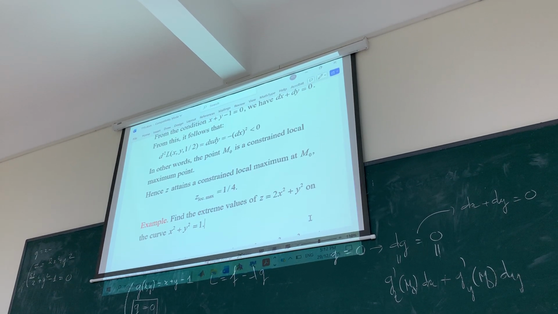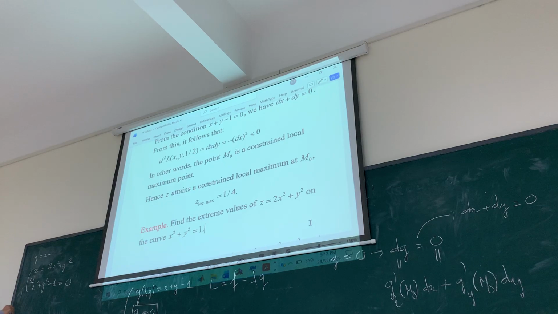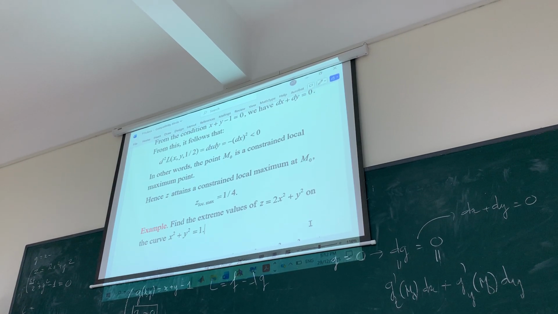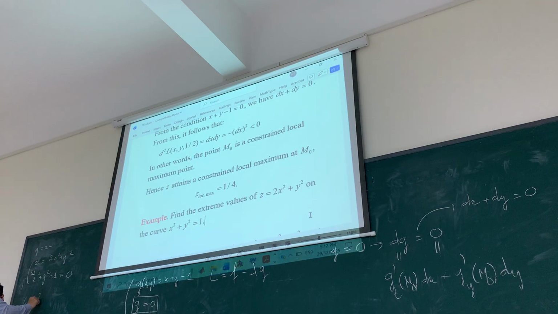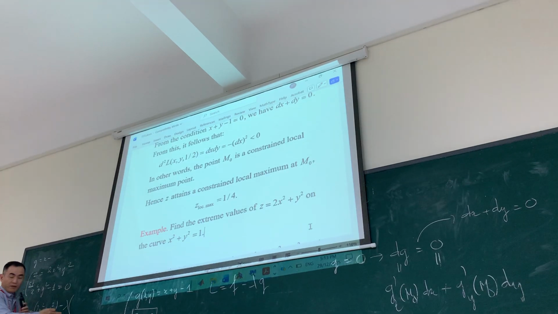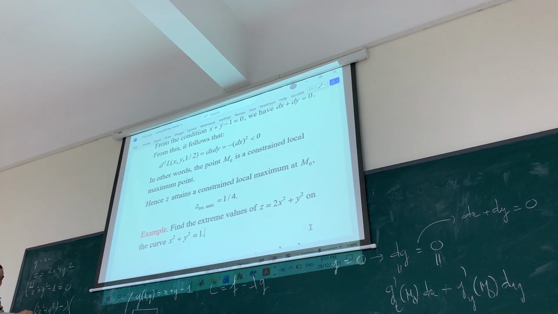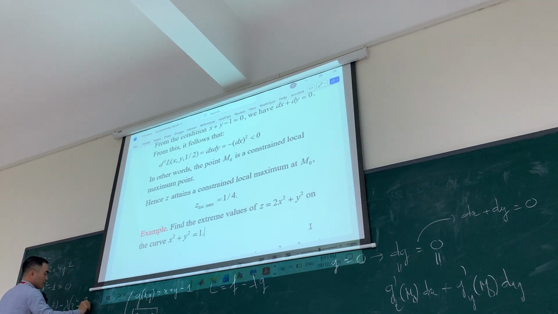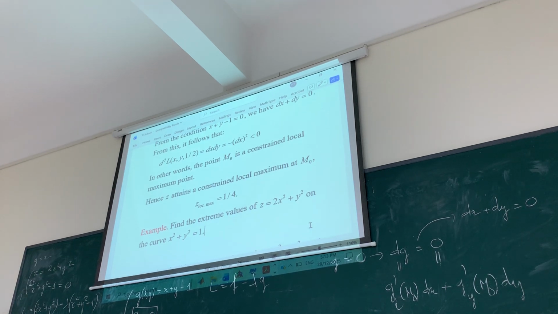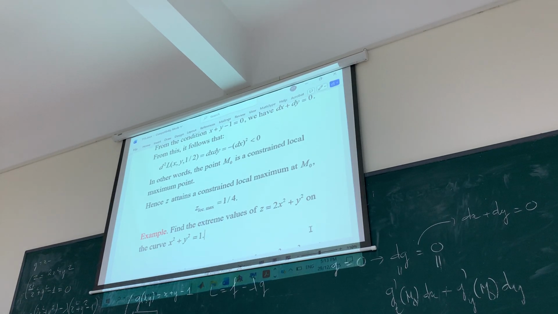Okay, now first of all, let me find the critical point of the Lagrange function. The Lagrange function in this case is 2x squared plus y squared minus lambda times (x squared plus y squared minus 1). Okay. Now, let me find the critical point of this function: x0, y0, lambda 0.